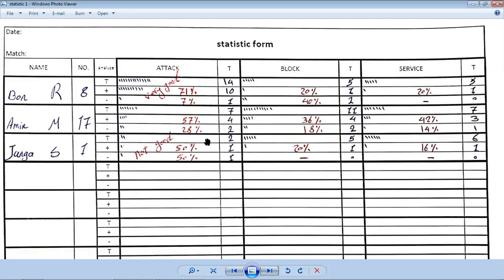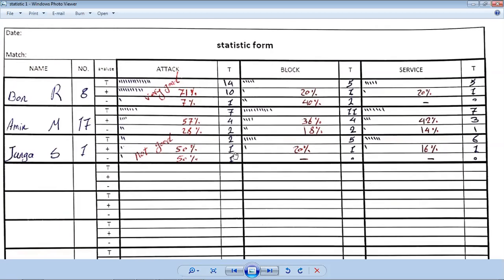For example, here, our setter Junga, number 1, attacked 2 times. The attack for a setter means a tip. He tried to tip, one fault and one win. This is not good for a setter. If a setter wants to use tips, he or she should be sure that the tip is going to be a point. I think this is my idea. And the block was good, 5 blocks, one win, and no faults. And the service is good too.